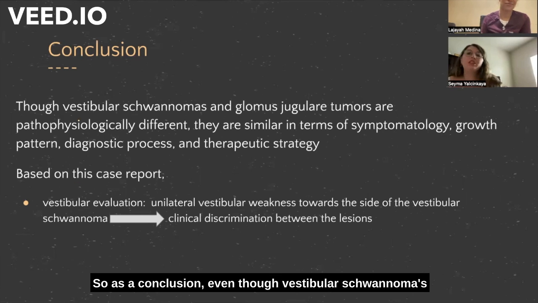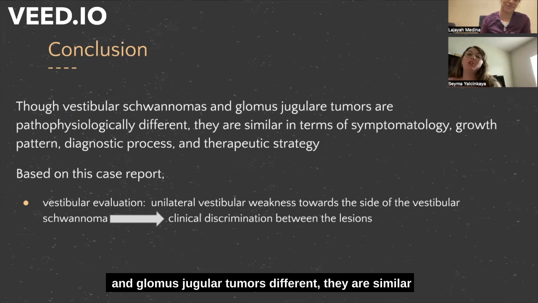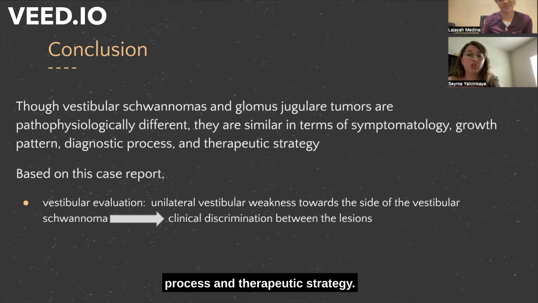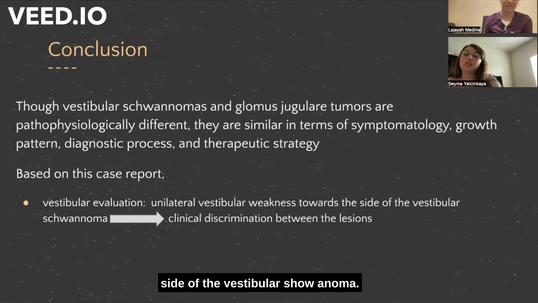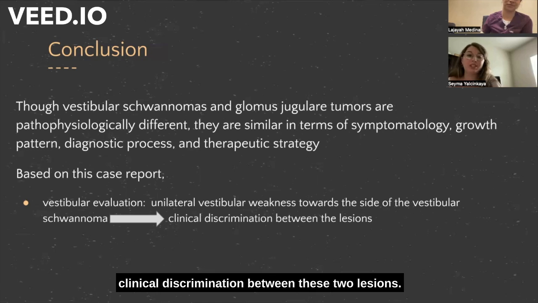So as a conclusion, even though vestibular schwannomas and glomus jugulare tumors are pathophysiologically different, they are similar in terms of symptomatology, growth pattern, diagnostic process, and therapeutic strategy. Based on this case report, vestibular evaluation demonstrated unilateral vestibular weakness toward the side of the vestibular schwannoma. So this can actually be used for clinical discrimination between these two lesions.